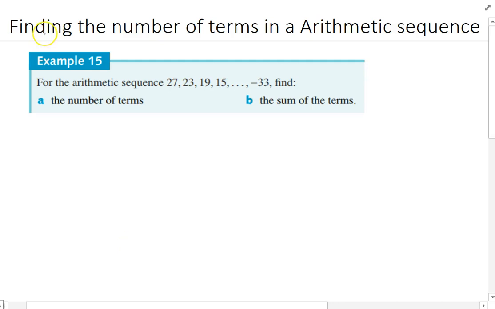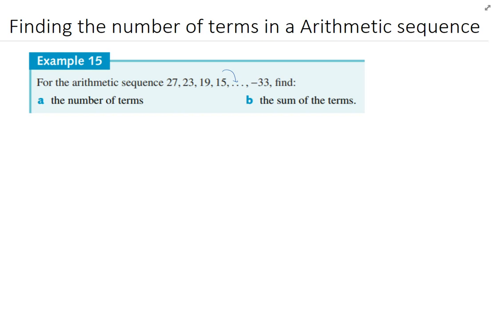All right, so finding the number of terms in an arithmetic sequence. This is a classic one where we've got a formula, and we need to rearrange it in some way. For the arithmetic sequence 27, 23, 19, 15, dot dot dot, negative 33, find... Now that dot dot dot doesn't mean there's one more term there. It means there's a bunch more terms there. And we need to know how many terms are here in total.